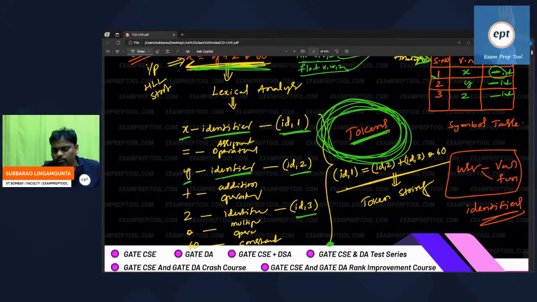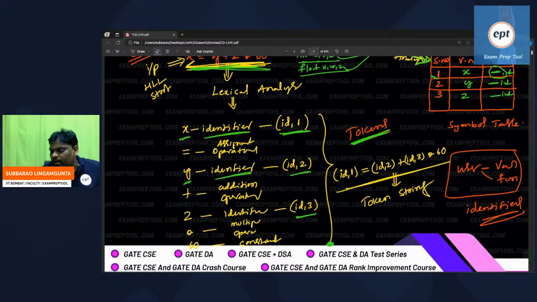What will semantic do? Some people are saying that because he is the first person, he only will do declared, he will do undeclared, he will do multiple declaration. If lexical does everything, semantic will file a case on lexical: you are doing everything, my work also you are doing. Then I will also do tokens. You are doing my work, I will do your work also.